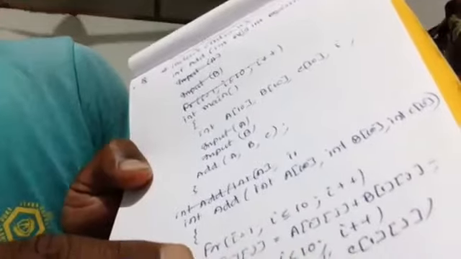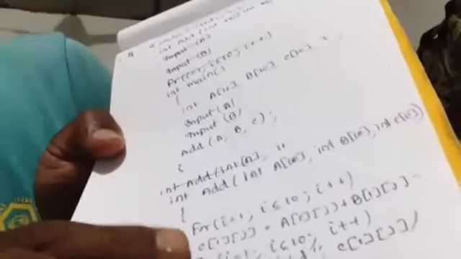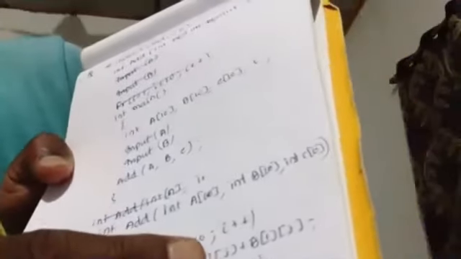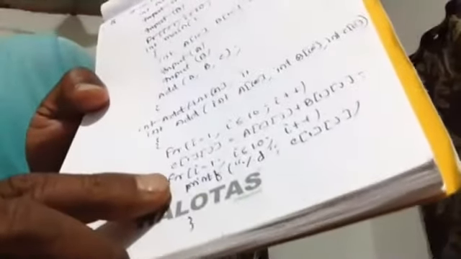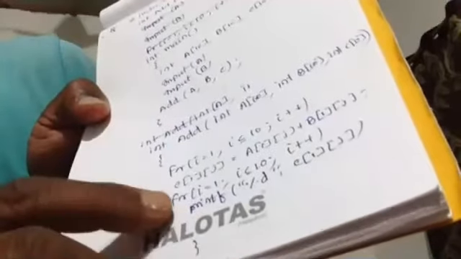Now what I am doing, I am putting one for loop. Then I add it: Ci is equal to Aij plus Bij. Then what I am doing? Print it out. To print 10 elements, I use a for loop, then printf with percentage d.